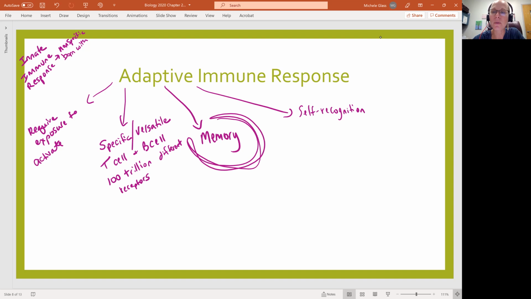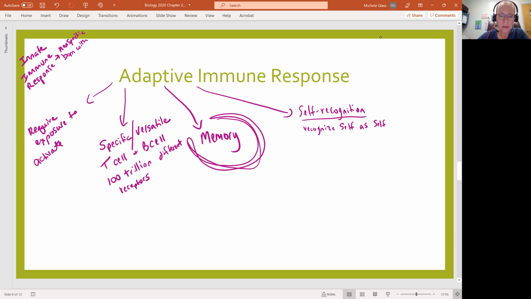So what this is saying with the self-recognition is we can recognize self versus foreign. I'm going to say recognize self as self. Let's do that. Like as safe, as don't attack. Because we don't want to attack our own cells. And sometimes our bodies do that, and we talk about that as an autoimmune disease, right? And so that can be very damaging, obviously, to the individual.